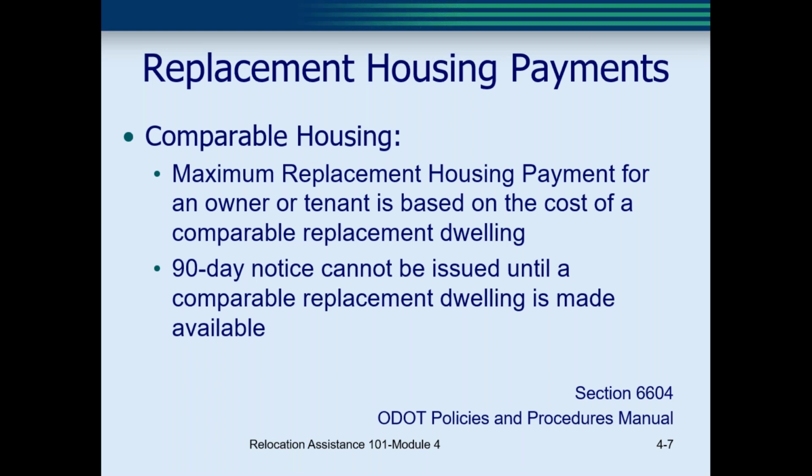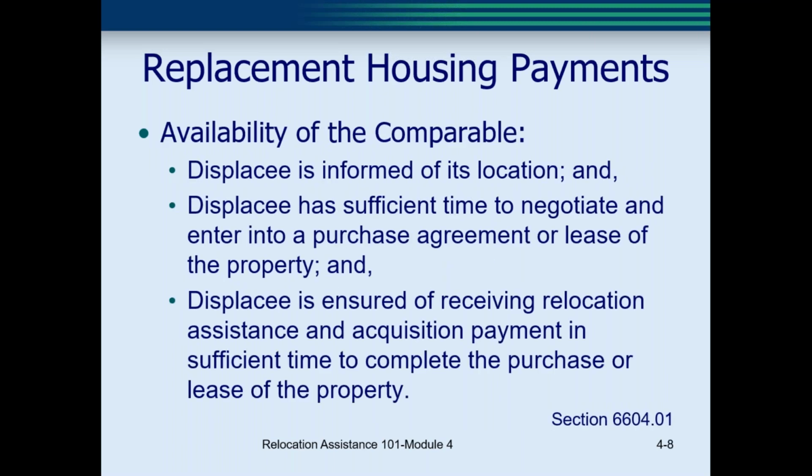There are 15 items of comparability that you need to consider when selecting your comps. And as you remember, the required 90-day notice, which is also the offer letter, cannot be issued to a person displaced from a dwelling until a comparable replacement dwelling is made available to them. So how do we define a comp as being made available to the displacee?